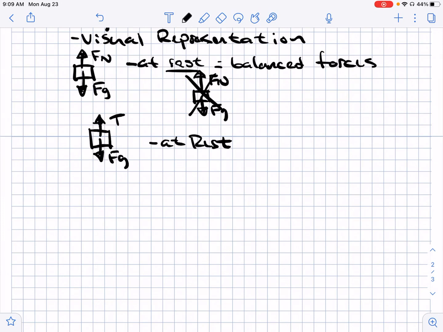Let's look at another example. Let's say now it has two strings. So we'll draw our box, and now we have a string here and a string here. And we want to make a free body diagram.